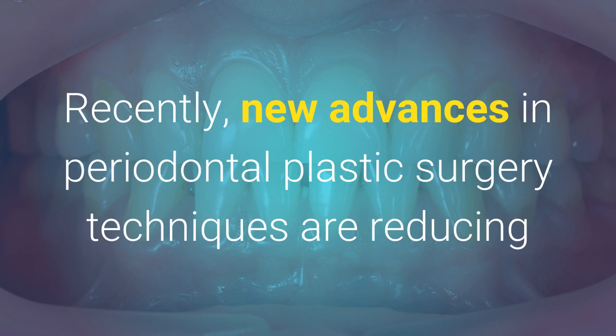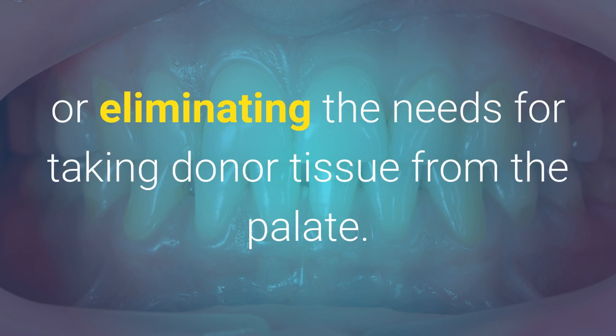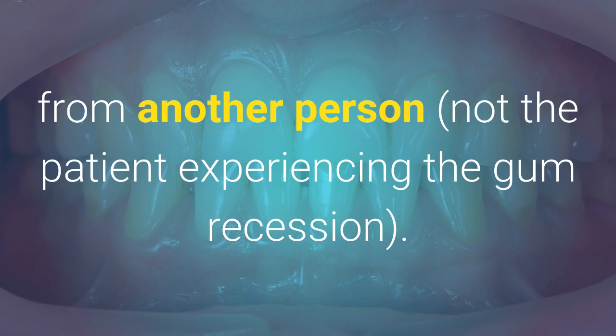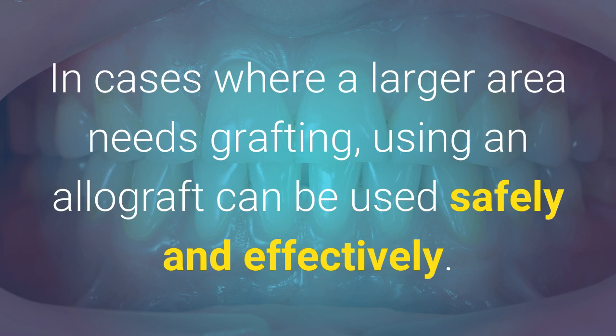Recently, new advances in periodontal plastic surgery techniques are reducing or eliminating the need for taking donor tissue from the palate. This is accomplished using an allograft, which is a tissue graft taken from another person, not the patient experiencing the gum recession. In cases where a larger area needs grafting, an allograft can be used safely and effectively.